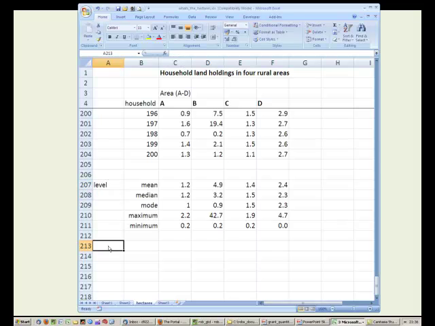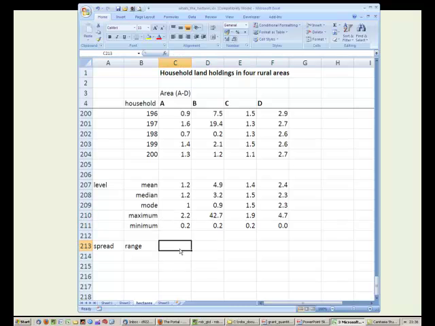Now we're going to have some measures of spread, sometimes called dispersion. The simplest one of all is the range. The range is just the difference between the household with the least and the household with the most. To calculate that, you just take the maximum and subtract the minimum.